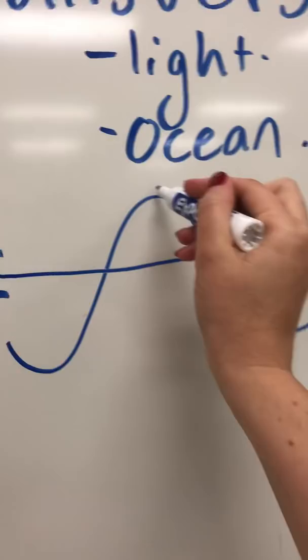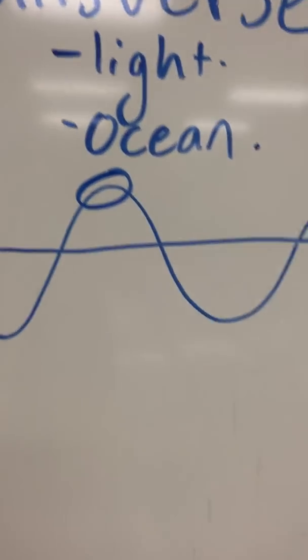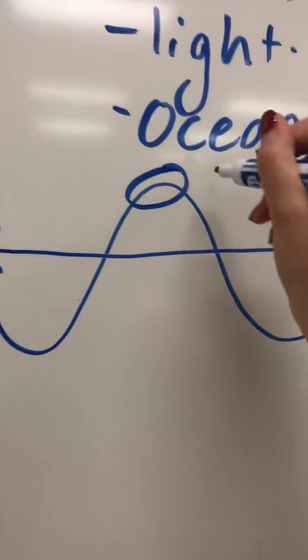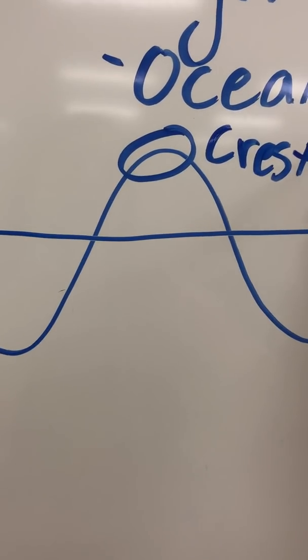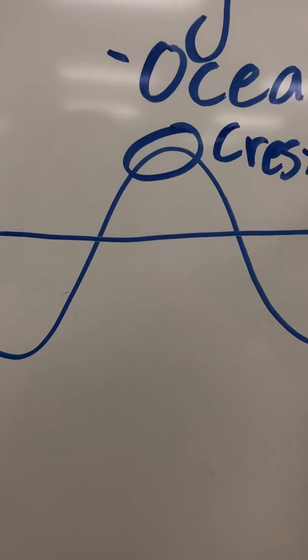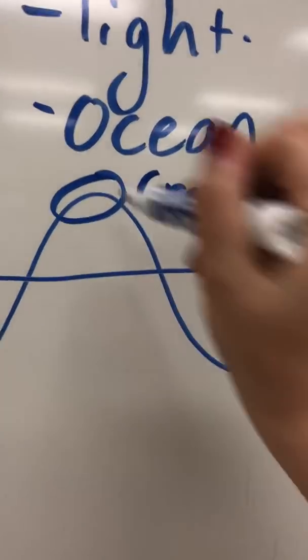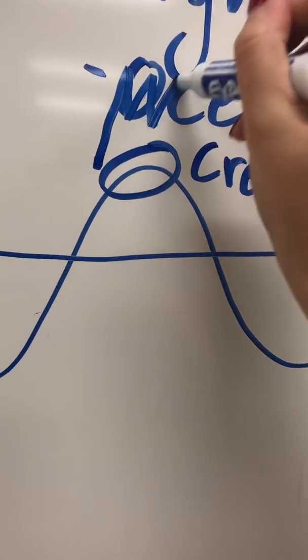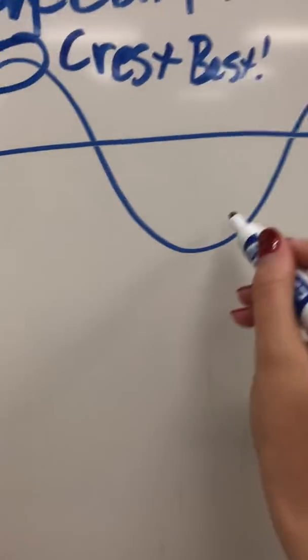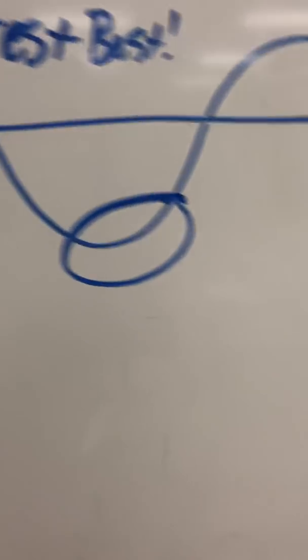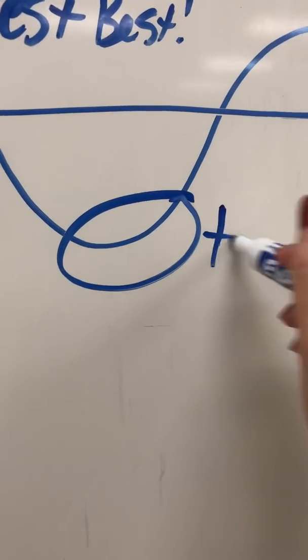The top of the wave is called the crest, and my trick to remember that is the crest is the best. Crest is the best. Okay, draw you a little crown because it's the best. Crest is the best. Down here, this bottommost portion, that is the trough.